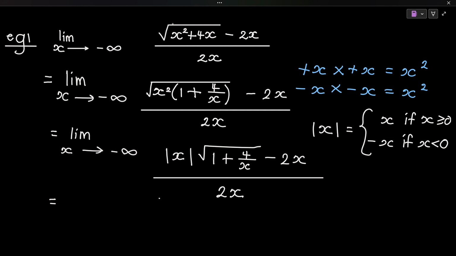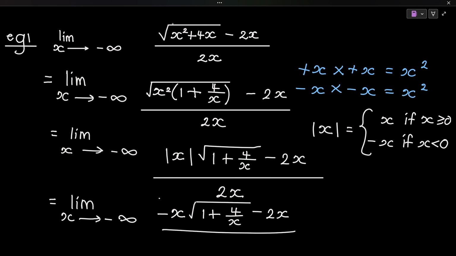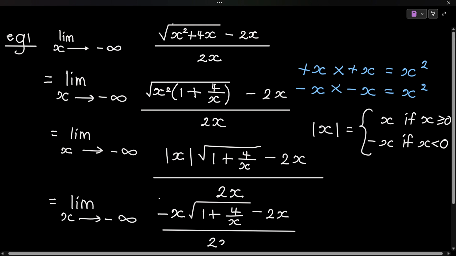So to apply the absolute value to this question, you don't exactly need an in-depth understanding of absolute values. Your limit itself will help you to decide whether you use a positive or a negative. So we're going to rewrite this as negative x, square root of 1 plus 4 over x, minus 2x, all over 2x.